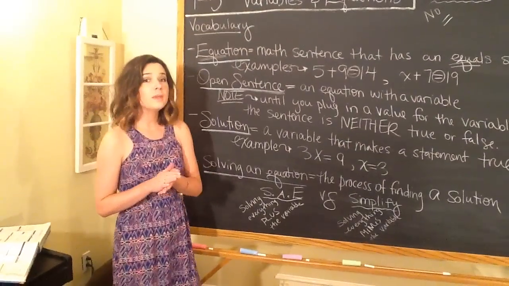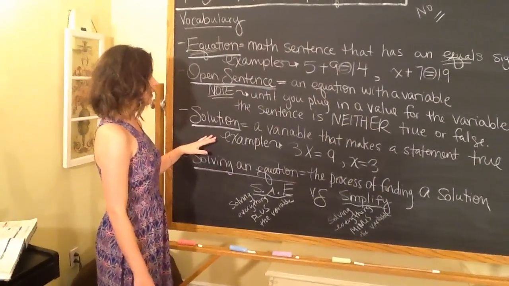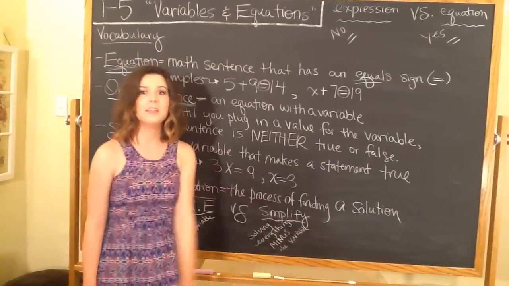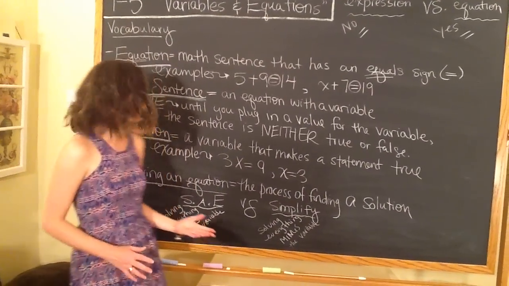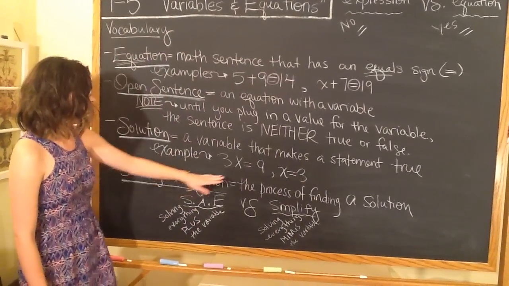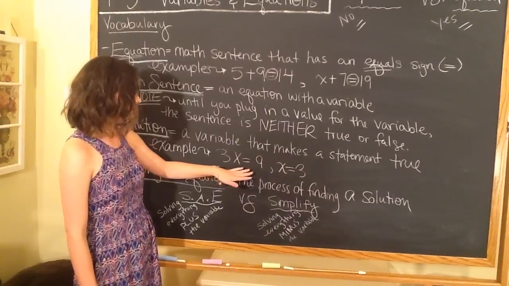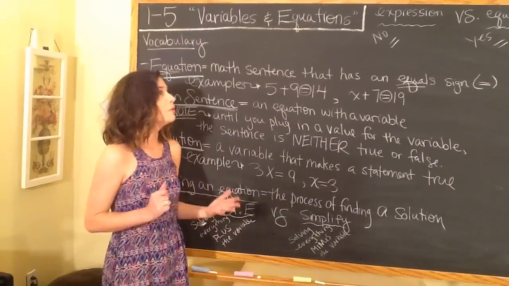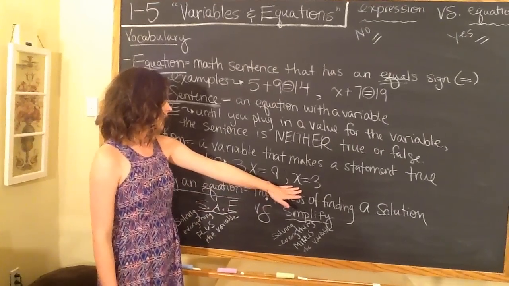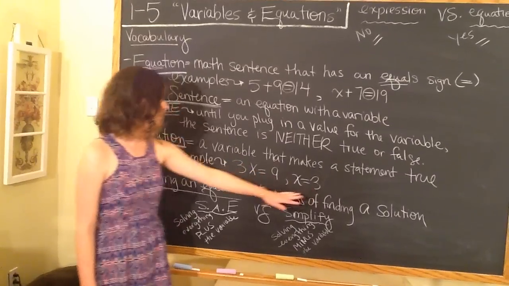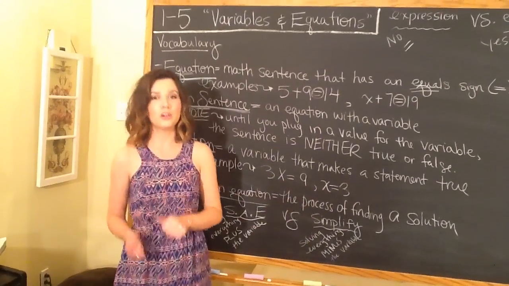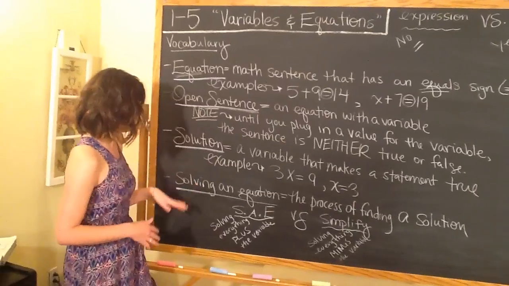Another key term that you'll need to know is solution. A solution is a value of the variable that makes a statement true. So basically it's an answer to a problem. Here's an example: 3 times x equals 9. Now what number would be the solution? x equals 3, because if we plug in 3 for x, we see that 3 times 3 equals 9, and we are correct. That is what makes it a solution.